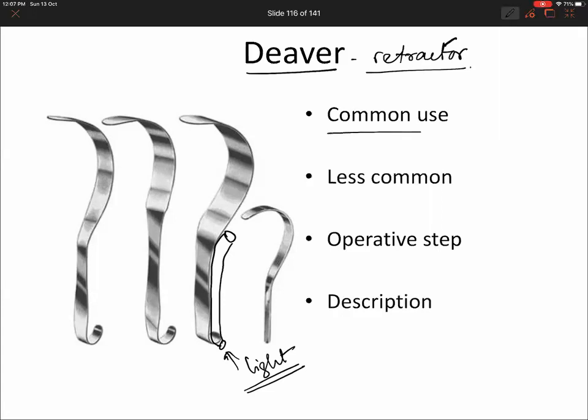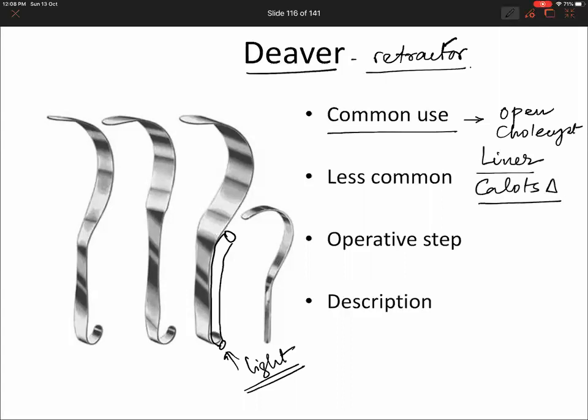The most common use that we have seen is during open cholecystectomy, to retract the liver and expose the Calot's triangle. So the most common use of a Deaver's retractor is open cholecystectomy. This is a must know question. Should know question is how many Deavers are used? The answer is 2 at least.